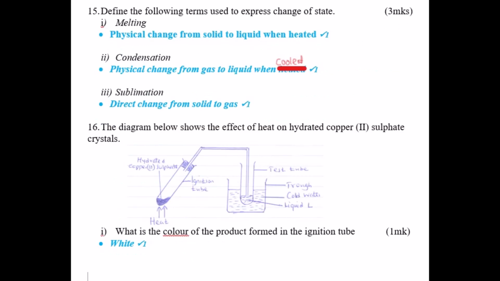Go to number 15. Melting is a physical change of state from solid to liquid when you heat a solid. Condensation, a physical change of state again, from a gas to liquid when it is cooled. Direct change of state from solid to gas, that is sublimation. Number 16, the setup is there. You're heating hydrated copper 2 sulfate. If you heat it, it will change from blue, and finally, Roman A, the color will be white.